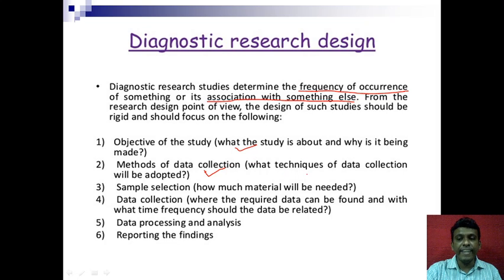Which technique are we going to use to select the sample, whether it is going to be a judgmental sample or a lottery method? So what is the sampling technique that we are going to use? The fourth point is data collection, where the required data can be found, that is, where are we going to go and collect data, and with what time frequency should we collect the data that is related to our research.